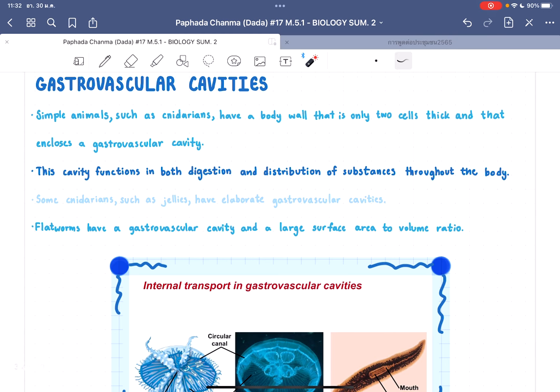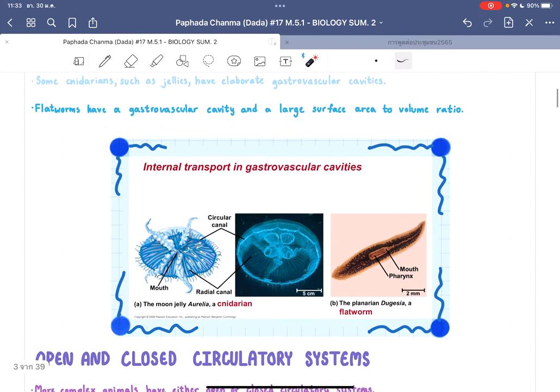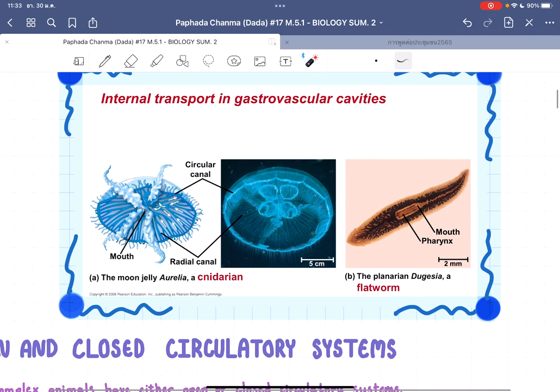Gastrovascular cavities. Simple animals such as cnidarians have a body wall that is only 2 cells thick and that encloses a gastrovascular cavity. This cavity functions in both digestion and distribution of substances throughout the body. Some cnidarians such as jellies have elaborate gastrovascular cavities. Flatworms have gastrovascular cavities and a large surface area to volume ratio. These are the pictures of the jelly, cnidarians, and a flatworm.